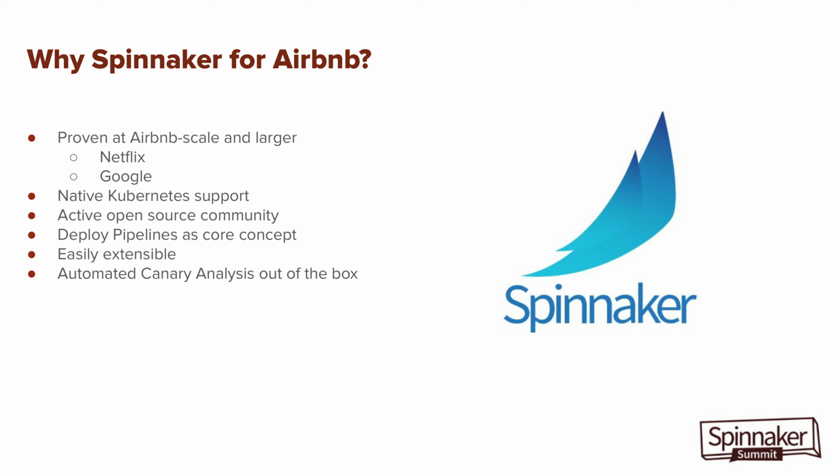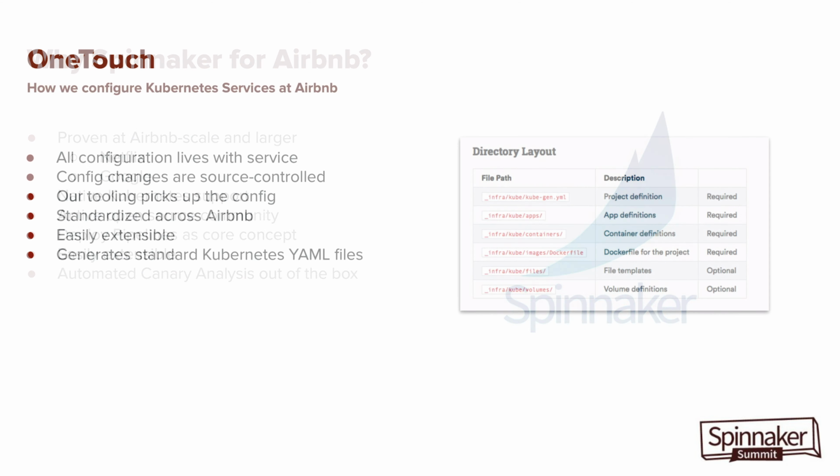Comes with automated canary analysis out of the box. We had a bunch of incidents. We figured if we had canary analysis, we probably would have saved Airbnb.com from going down. So either we would have to build our own canary analysis tool, or we could just adopt Spinnaker that comes with that out of the box.